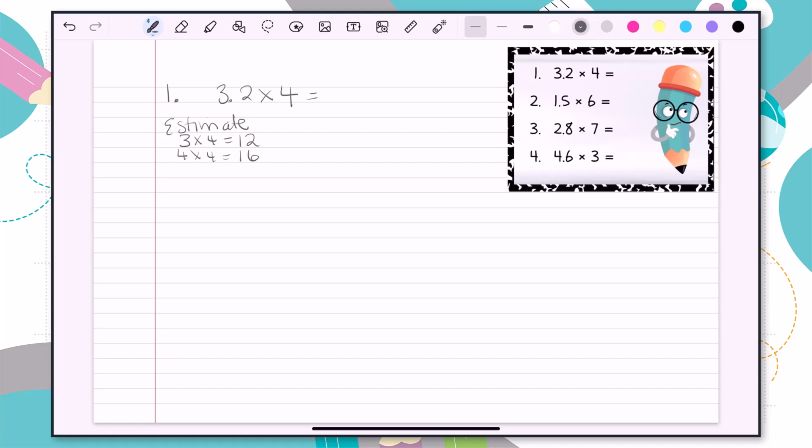3 times 4 is 12, and 4 times 4 is 16. That means our final answer is going to be between 12 and 16. That's going to help us place our decimal. Next, we're going to remove the decimal point and multiply the whole numbers using the standard algorithm. 4 times 2 is 8. And 4 times 3 is 12. And I can put the whole 12 down because there's no other number to multiply by.